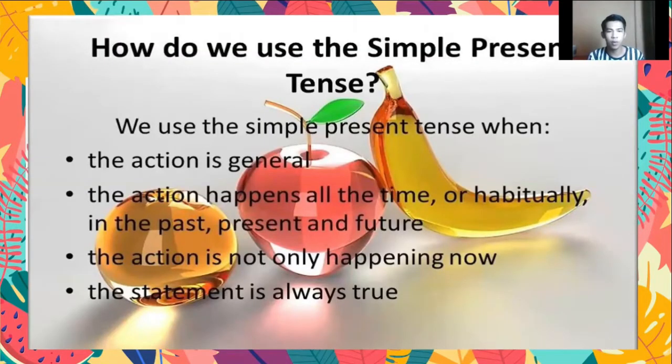How do we use the simple present tense? We use the simple present tense when the action is general. The action happens all the time or habitually in the past, present, or future. The action is not only happening now. The statement is always true.